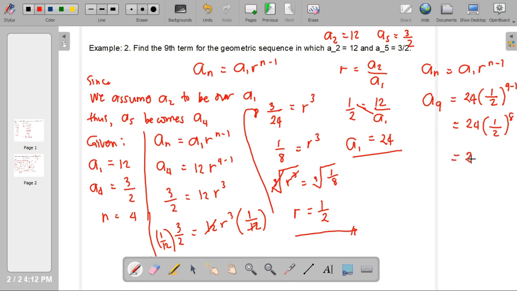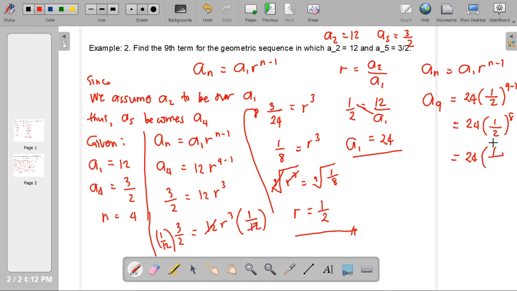So this is now 24 times 1/2 multiplied by itself eight times. We handle the numerator and denominator separately, so it is easier. So 1 multiplied by itself 8 times is still equal to 1. What about 2? We multiply 2 by itself eight times, so let us count. 2 times 2, that's 4.